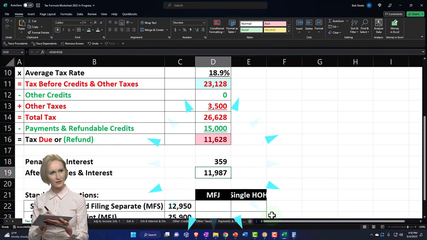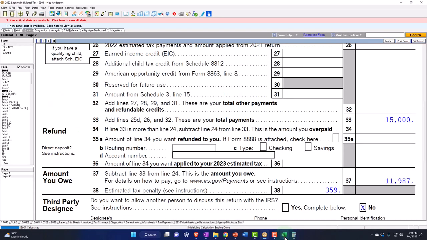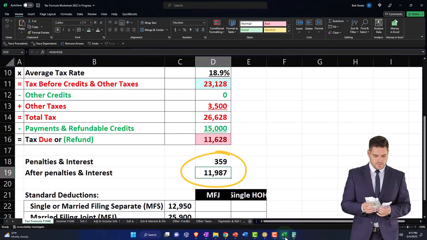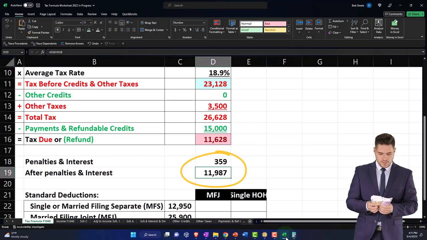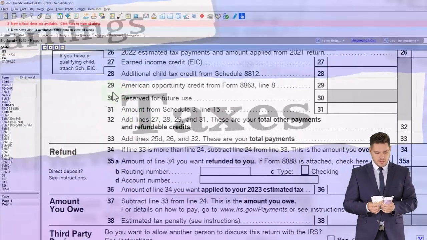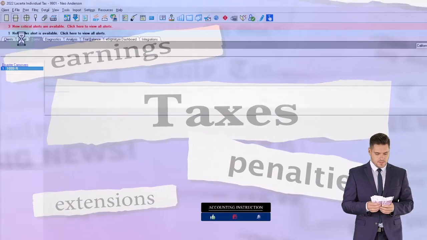359. Sorry about that. I got excited. 359. That brings us to the 11,987. Okay. So then you roll it over. Don't do that. Don't do that. That's what we tell them. So we say, what do?